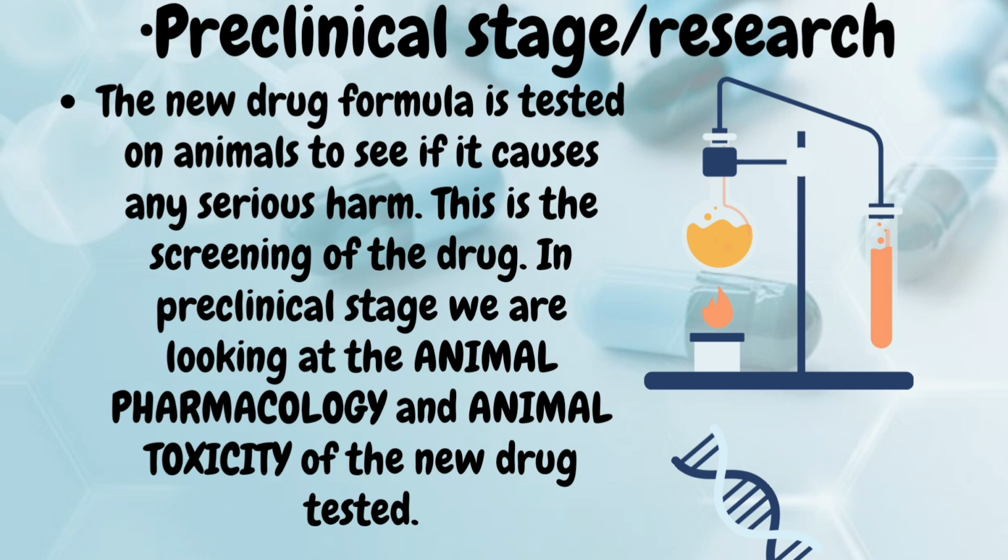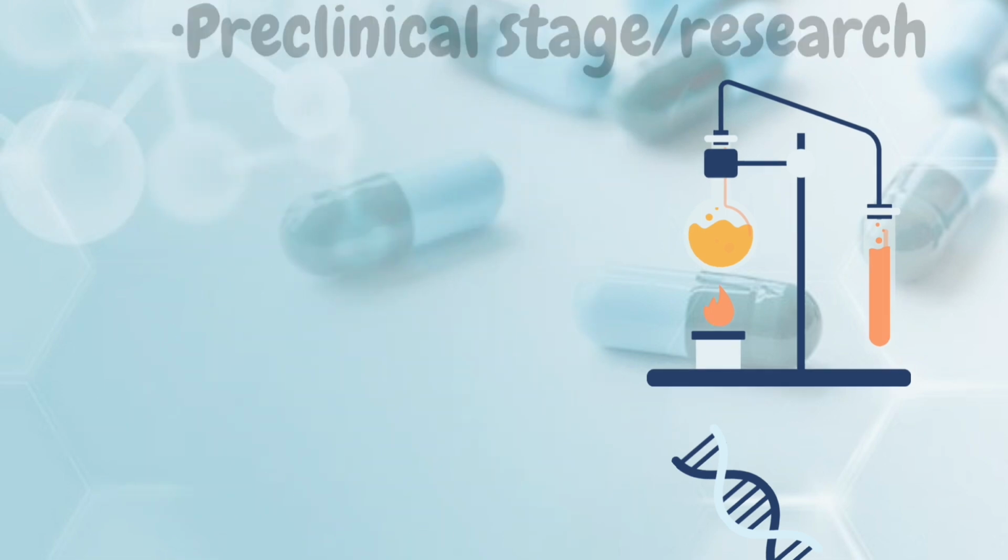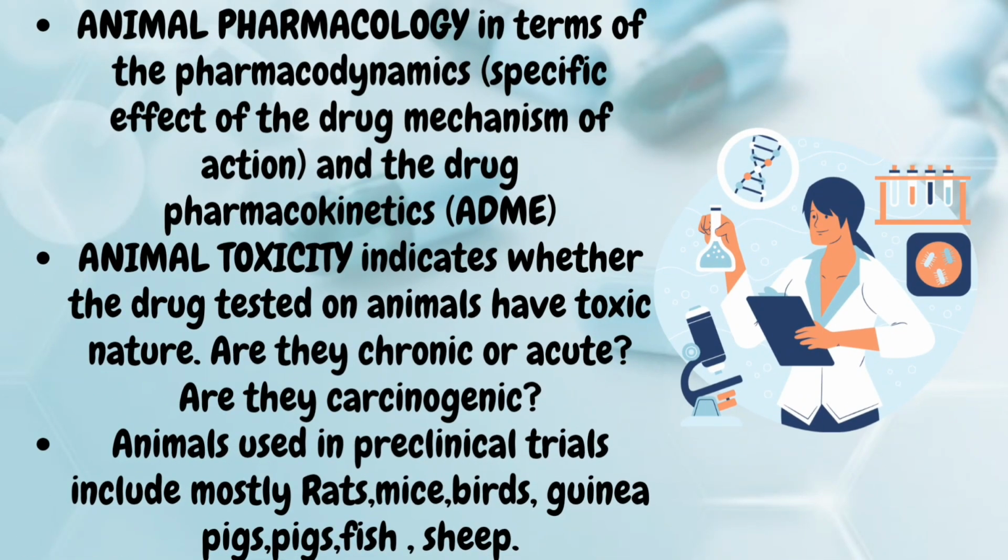In the preclinical stage, we are looking at the animal pharmacology and the animal toxicity of the new drug tested. In animal pharmacology, we talk about the pharmacodynamics of the drug, the specific effect of the drug, the mechanism of action, and the drug pharmacokinetics. Remember the ADME acronym: absorption, distribution, metabolism, and elimination and excretion of the drug.